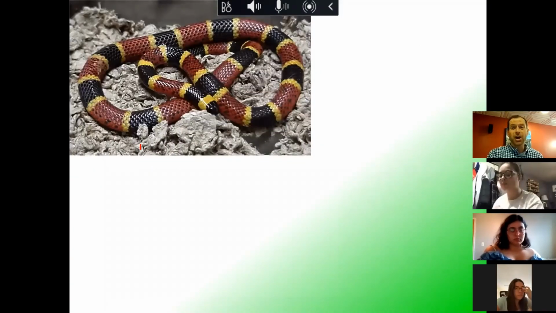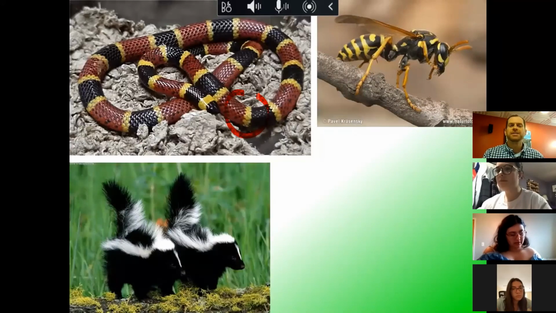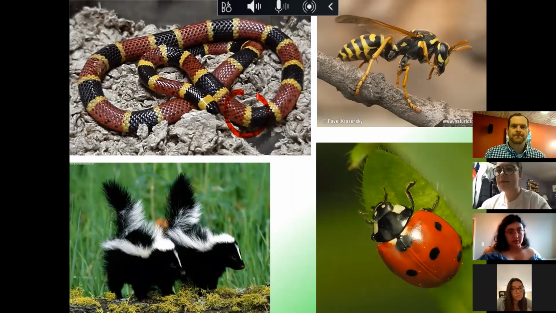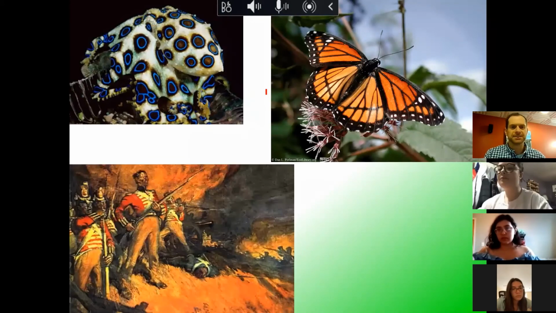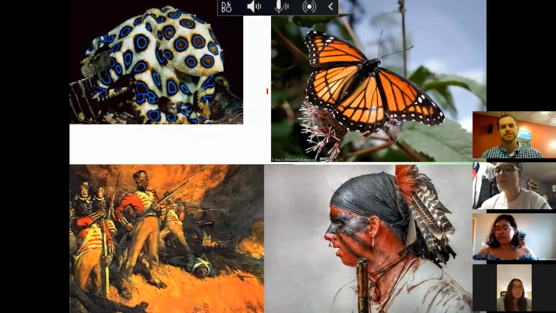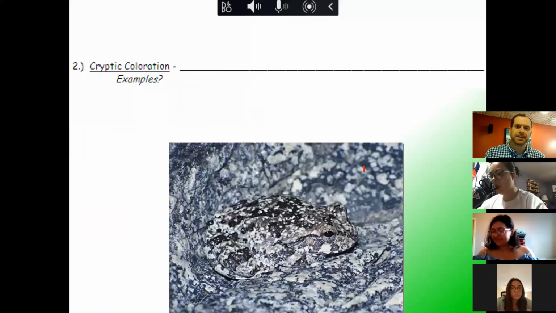Red touches yellow, you're a dead fellow. Red touches black, you're okay, Jack. That's how it goes, right? So red touches yellow, that means you would be in deep trouble. That is poisonous. These things are all warning you that they're dangerous. Blue ring octopus warning you that it's dangerous. Monarch butterfly warning you that it's dangerous. And then I just used a couple examples, like the redcoats and Native American war paint, as being something to make people stand out because they were dangerous.